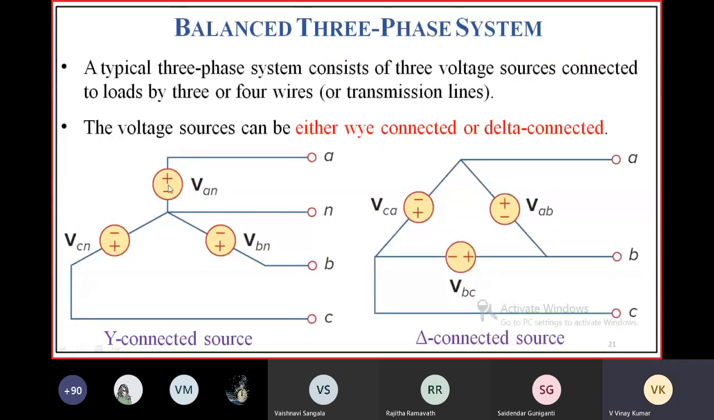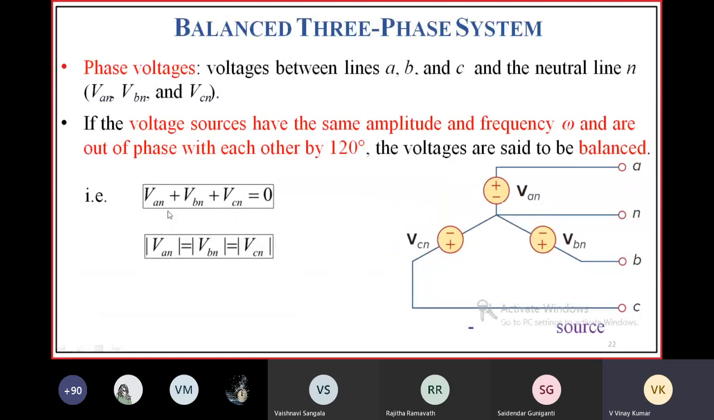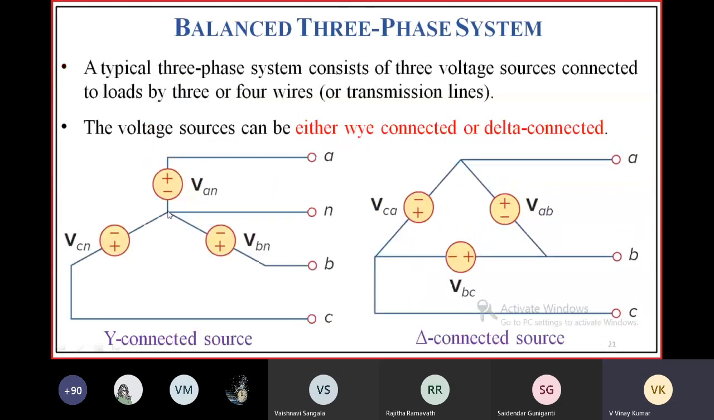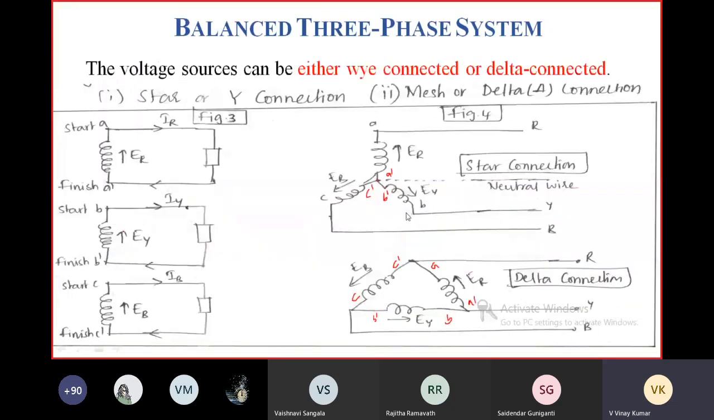Now here, this is the voltage which is produced by phase A. This is the voltage produced by phase B. This is the voltage produced by phase C. And we have neutral point. This junction is called neutral point. Here you can also have neutral wire. This is delta connection. In delta connection, this is the voltage produced by phase A, phase B, and phase C. This junction point is called N.